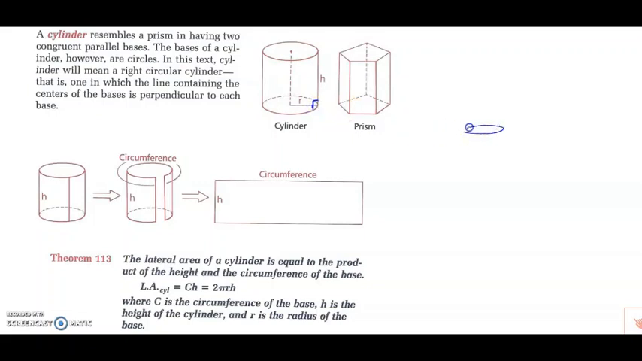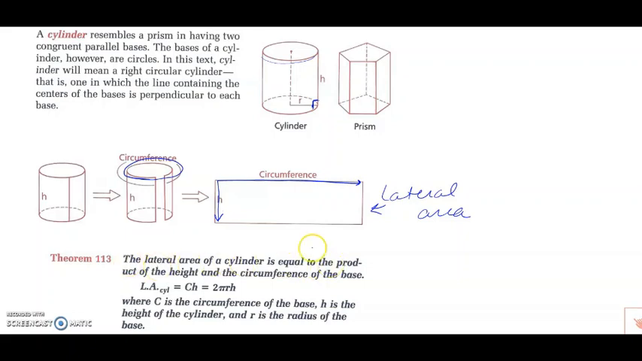In other words, you won't have something that's slanted. If you think about a can of vegetables, you could, in theory, peel the label off the side of the can. This is the lateral area of the cylinder. Think of it as the paper label that's on the side of the can, where the distance around the circumference is the length, and the height, in this case, the label went the height of the can.